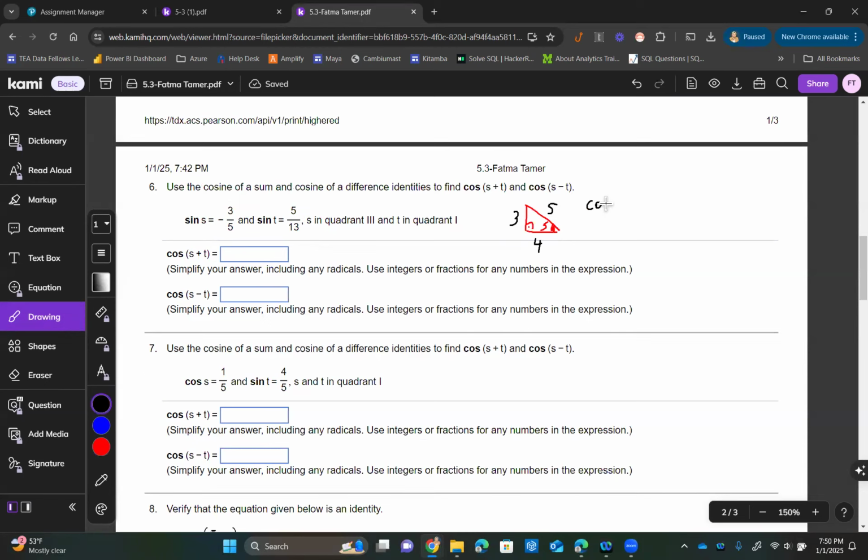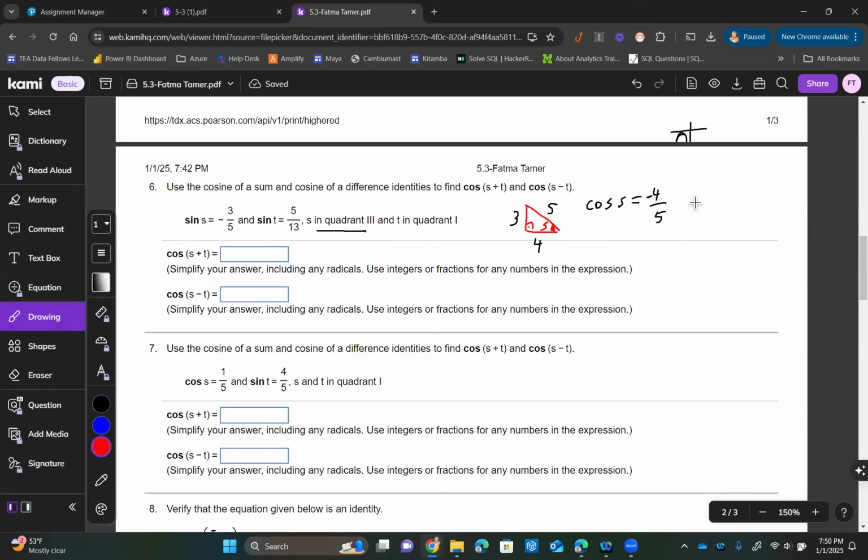So you know that cosine of s is adjacent over hypotenuse, and I just have to check the sign. And how do I check the sign? It says that s is in quadrant 3. In quadrant 3, both cosine and sine are negative, so cos s will be negative 4/5.